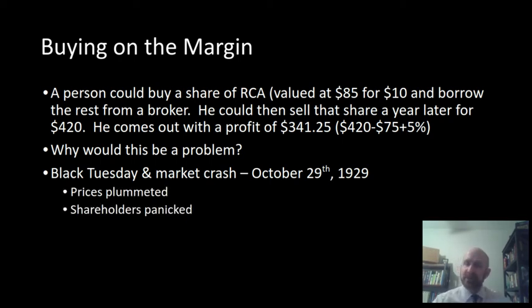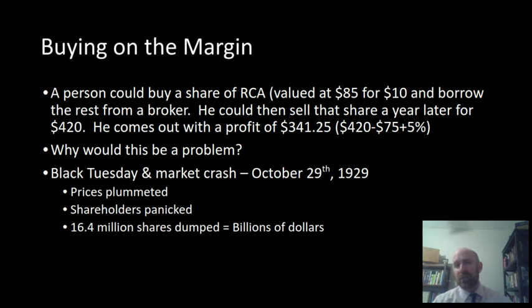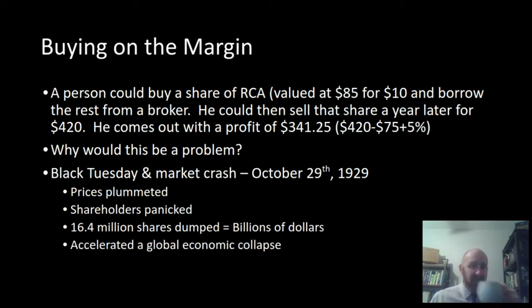Prices plummeted. Shareholders panicked and started selling at hugely discounted rates. And what we're going to see is millions and millions of shares get dumped or sold, which is going to cause Americans to lose billions of dollars in the stock market. And keep in mind, this is billions of dollars in the 1920s, which is way more than what you would see currently.